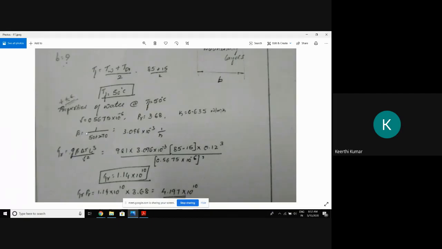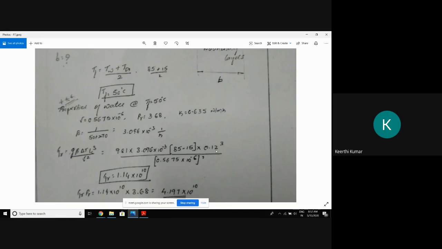As usual, beta is equal to 1 by TF plus 273. I have done 270, I think I have made a small mistake, it should be 273. So if you do that, I'll get the value of beta as this much. Once you get the value of beta, you go for the Grashof number. Grashof number, G, gravitation 9.81, beta, delta T, which is nothing but T wall minus T fluid, into L_c cube.